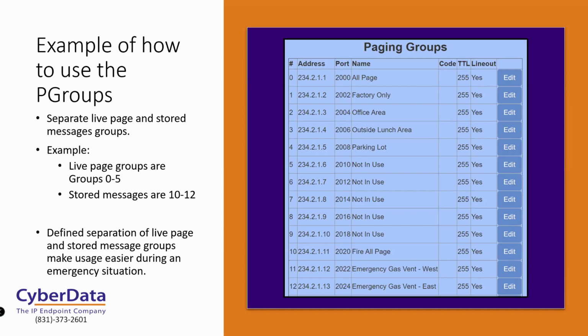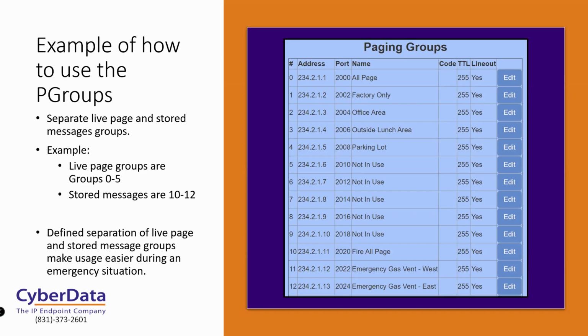And for stored message playback, I recommend using groups 10 through 19. Basically reserving groups 1 through 9 for your standard live audio group, so it's really easy to understand and train the users of the paging system. That groups 0 through 9 will give that live audio. If they need to make an announcement, they can use groups 0 through 9, where groups 10 through 19 and beyond are utilized for stored message capability.